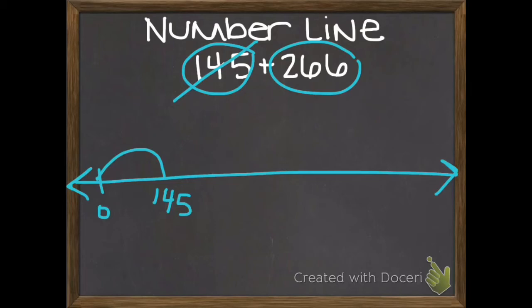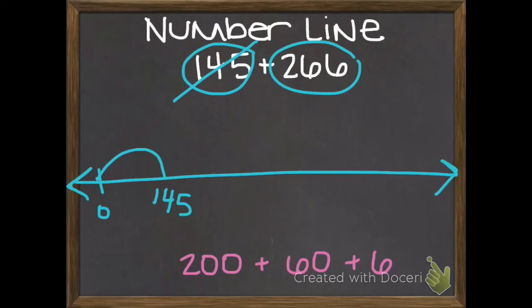I like to break this up in smaller numbers because I don't know 266 plus 145 in my head. So I'm going to break it up into expanded form to help me see smaller numbers in the number.